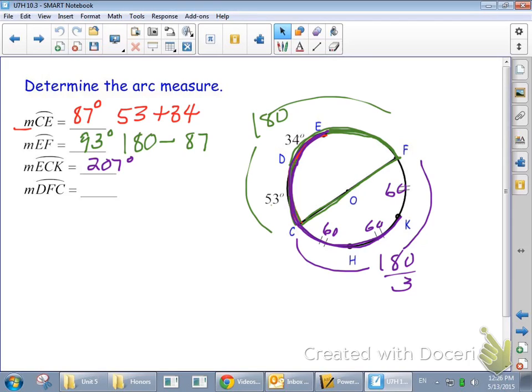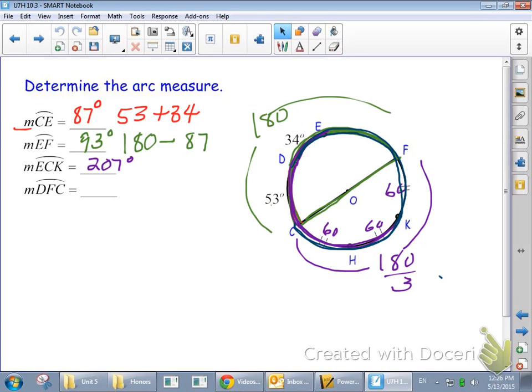And then DFC. What color can I choose now? Let's go some kind of blue. Okay, DFC, that means I'm starting at D, going through F. Hold on, what's happening? It's not writing for me. I'm starting at D and I'm going through F all the way around to C. Wow, that goes most of the circle there. D all the way through F, all around to C.